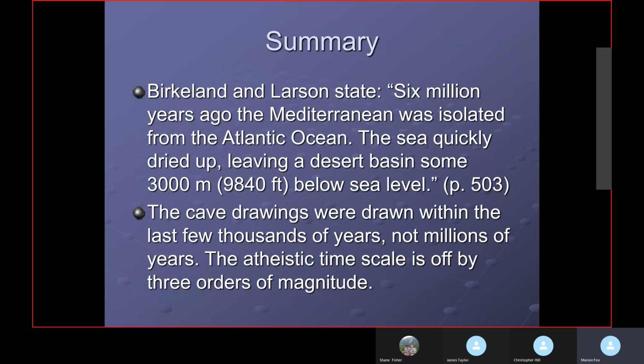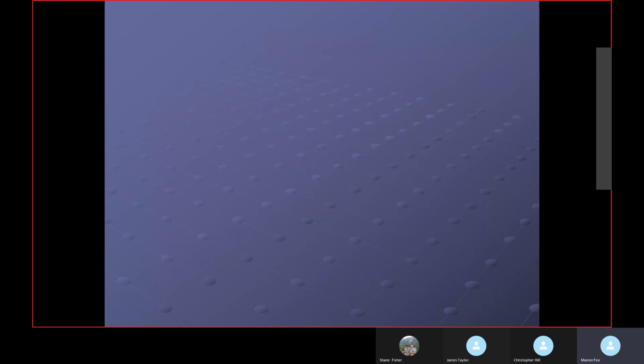The atheistic time scale is off by 3 orders of magnitude. Now, order of magnitude is move a decimal point over one place. And so it's off by 3 orders of magnitude, off by like 1,000 to 1. And so, again, we have a problem with the atheistic view of things.